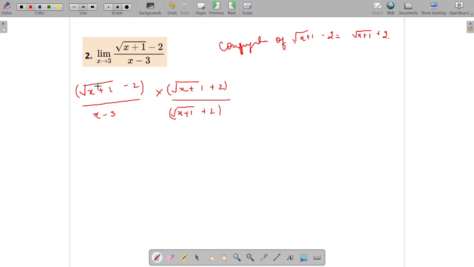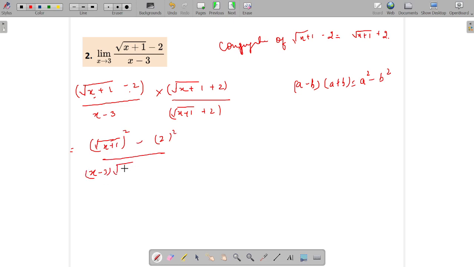Now multiplying it, you can see this is a, this is b, this is a, this is b, and we are forming a minus b multiplied by a plus b. So by using the identity, I have this as equal to a square minus b square. So I can write my function as root x plus 1's whole square minus 2 square over x minus 3 multiplied by root x plus 1 plus 2.